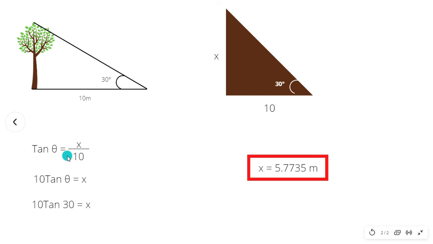The tangent of theta is equal to x divided by 10. In this case, theta is equal to 30 degrees. So we isolate the x, we multiply the whole equation by 10, so we obtain 10 times tangent of theta, that is equal to x. We substitute the 30 in our equation, and we obtain that the height of the tree is equal to 5.7735 meters. And that's all for the first problem. Let's go to the next one.